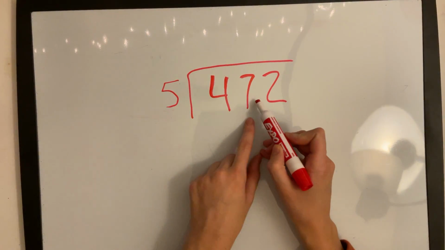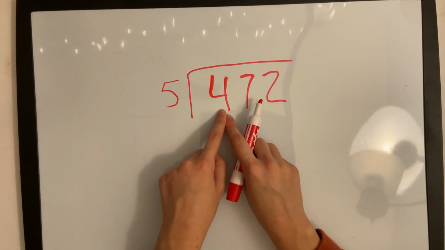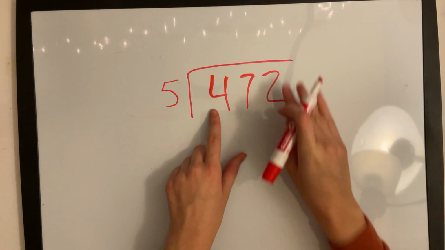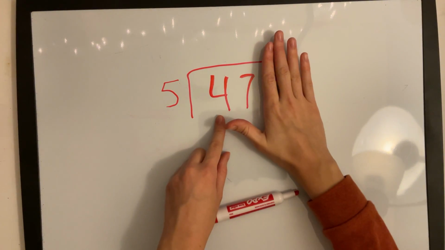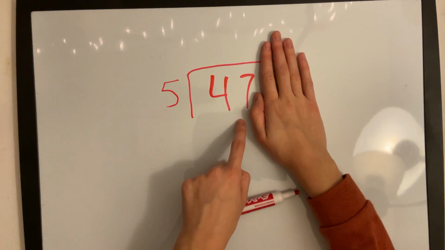We're just going to move on and say, okay, instead of saying how many times does 5 fit into 4, how many times could we fit 5 into 47? Okay, we include the next digit over to make the number bigger. How many times can 5 fit into 47?